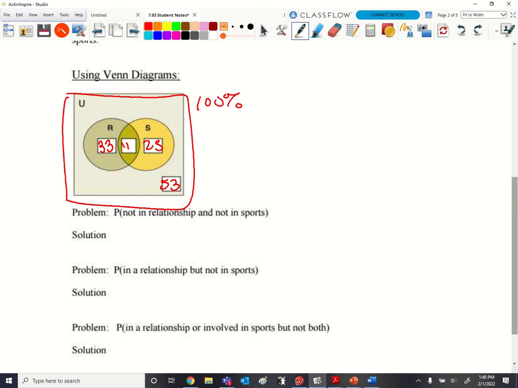Well, you minus 33 from 100. Yes, because that's going to give me everything else besides that. So that's going to be 67 over 100, right? That's the not relationship. And then the other one is going to be 75. 75, very good. So not in sports is 75 over 100, because those are not in sports.